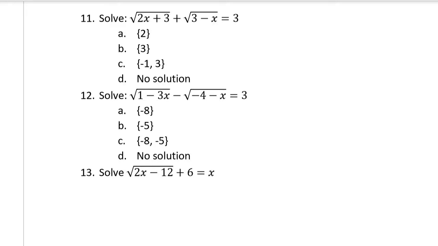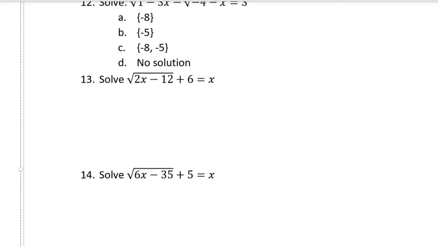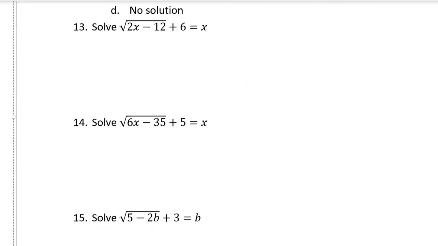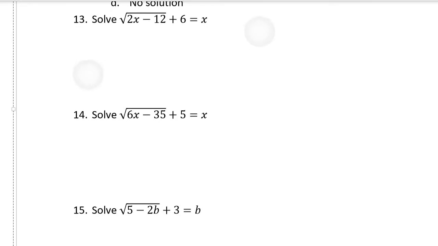So this is a part of the review for your common assessment. I know that we didn't go over all of the square roots, so I'm going to start working with the ones that are blank. All right, no multiple choice. So let's say number 13 from the homework.